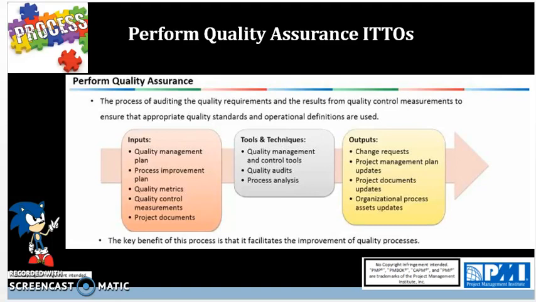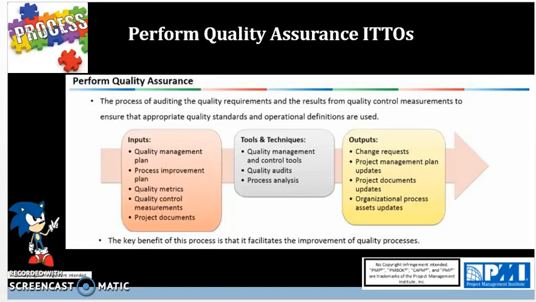For inputs, we have the Quality Management Plan, which is an output from Plan Quality Management, and it consists of the scope baseline, schedule baseline, cost baseline, and other management plans that contribute to overall project quality. Then you have the Process Improvement Plan, which is an output from Plan Quality Management also.